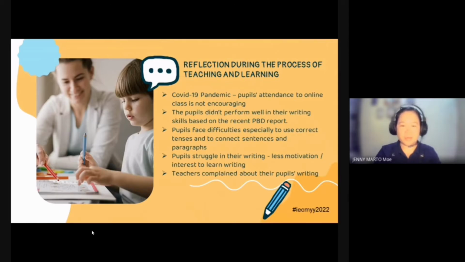This is my reflection during the process of teaching and learning. As we know now that we are in the COVID-19 pandemic, the pupils' attendance to online class is not encouraging. The pupils didn't perform well in their writing too, which I got from the recent PPT report. The pupils face difficulties, especially to use correct tenses and connect sentences and paragraphs, which in turn, pupils struggle in their writing, less motivation and interest to learn writing too. And finally, teachers are complaining about their pupils' writing.